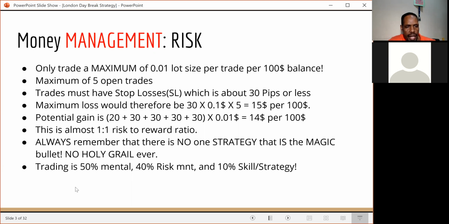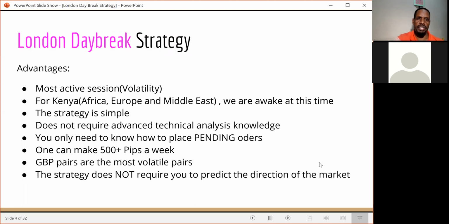Okay, and that brings me to my last point here on risk management, which is that trading is 50% mental, 40% risk management, and only 10% skill or strategy. All right, and if we understand that, then we can manage our trades a bit more. So without much further ado, let me delve into the strategy that I want us to discuss today.